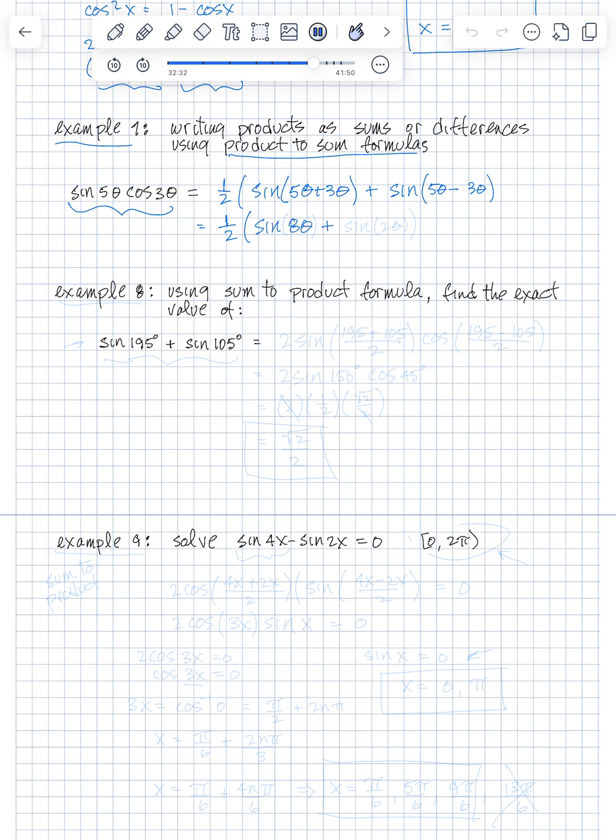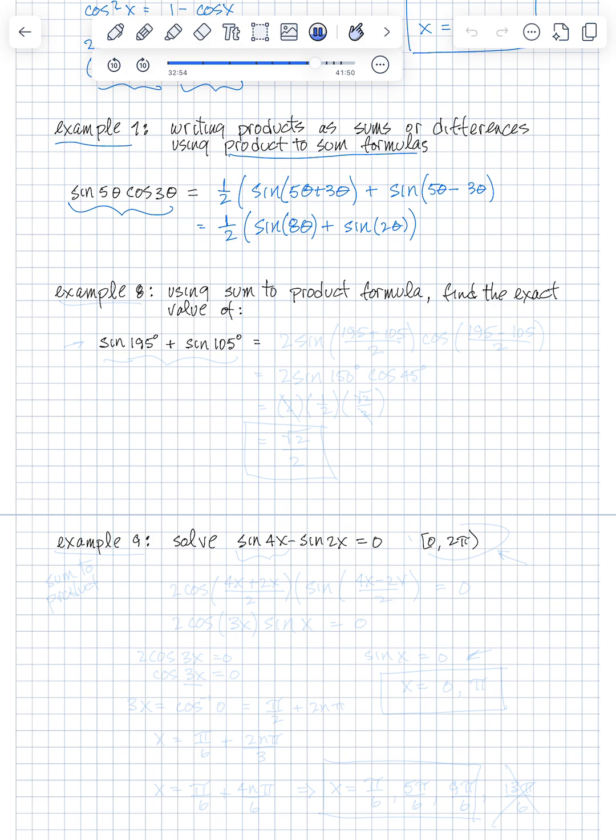And plus the sine of 5 theta minus 3 theta is 2 theta. So it's the sine of 2 theta. I could put parentheses around the 8 theta. Doesn't need it, but I'll just do it for consistency. So that's it. Easy enough.